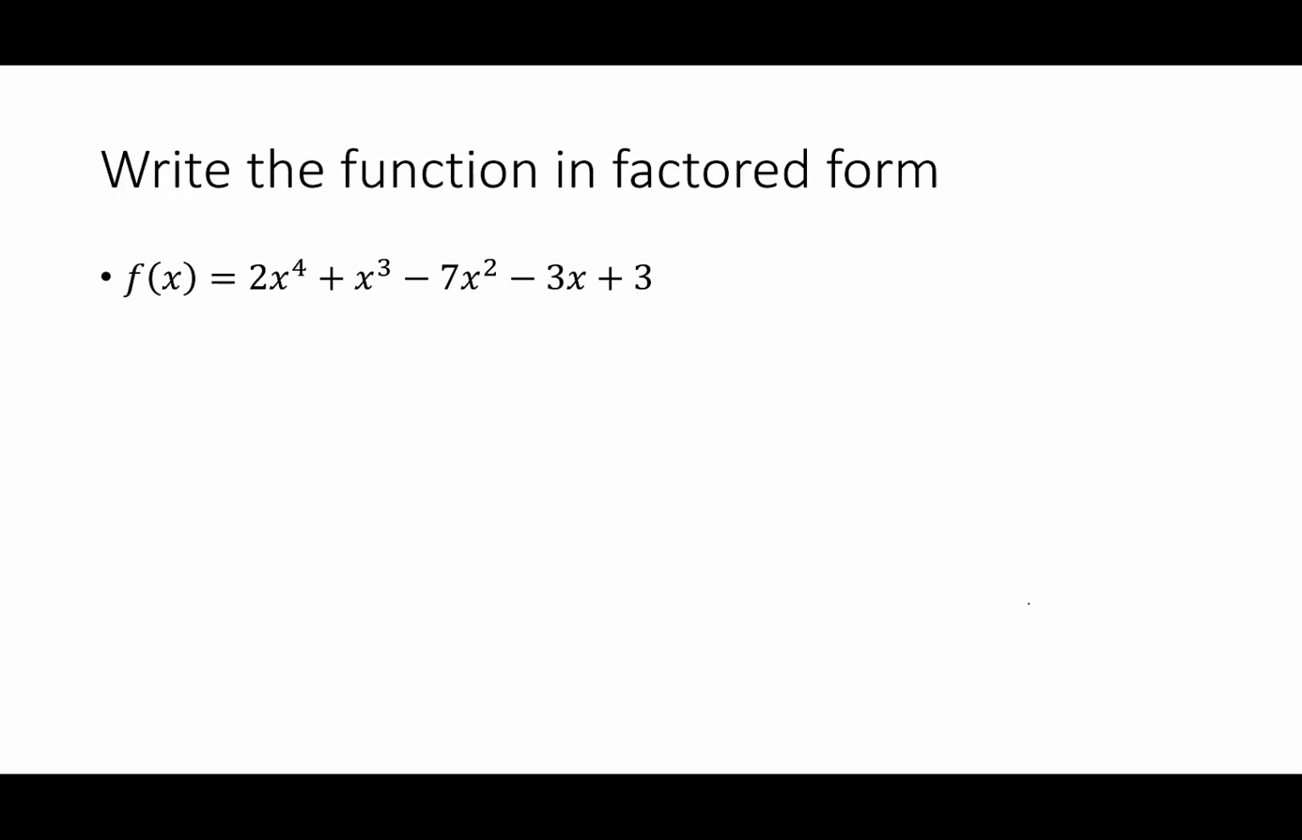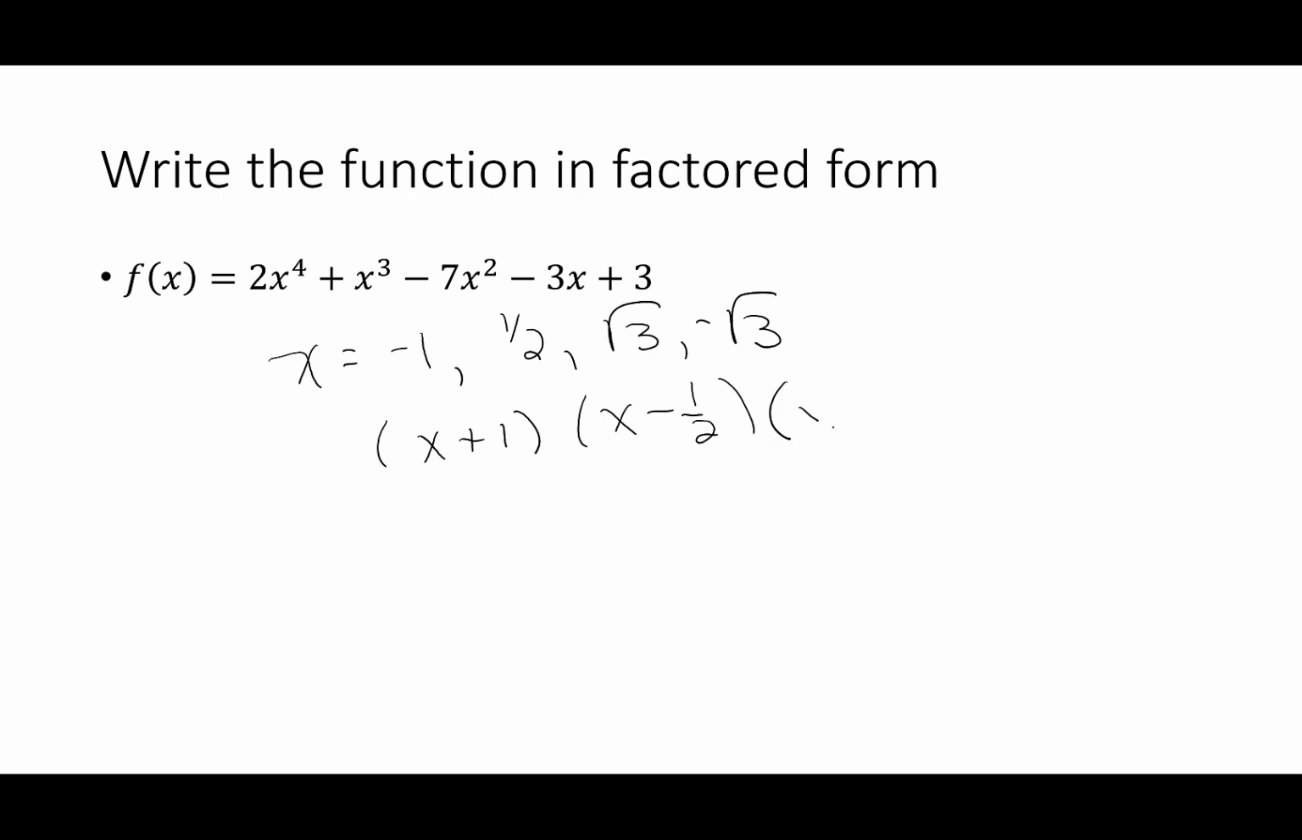So we're going to take everything we know. We know our 4 solutions. We had x equals negative 1, 1/2, the square root of 3, negative the square root of 3. And this time we're also going to write our function in factored form. So remember, the negative 1 says it's x plus 1. 1/2 means I have x minus 1/2. I have x minus the square root of 3. I have x plus the square root of 3. So completely factored form.